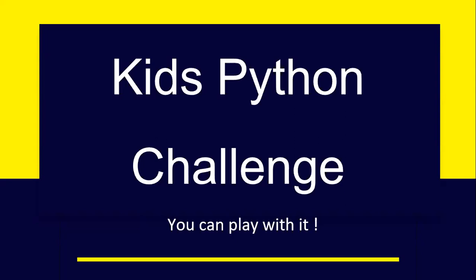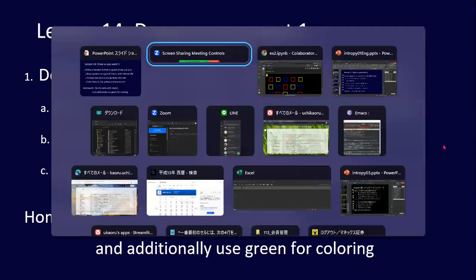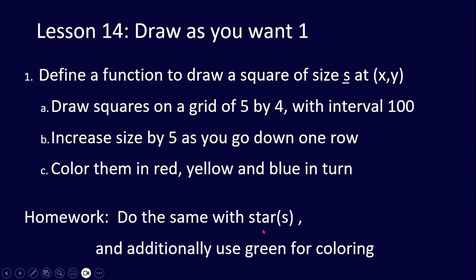Okay, let's continue our trial. So where were we? So we drew by defining a function of draw square xy. By using that function, we drew a grid of squares, okay? And also we changed size and colors. Okay, then what was the homework? Do the same with stars and additionally use green.